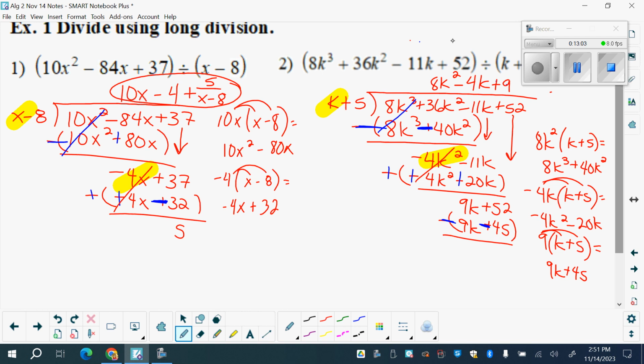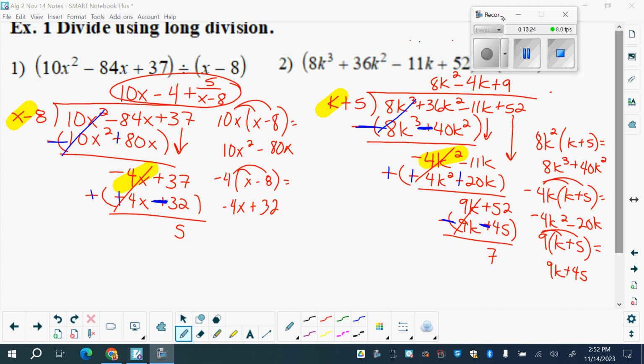So this is positive 52 and a negative 45. 7. I know it's hard because I've got that one crossed out, so it's hard to see what that is. And then 9k and minus 9k cancel, right? Does that make sense, David? Did you have a question on something? Okay. So we want to bring the 7 up, and we write plus 7 over our divisor, which is k plus 5.